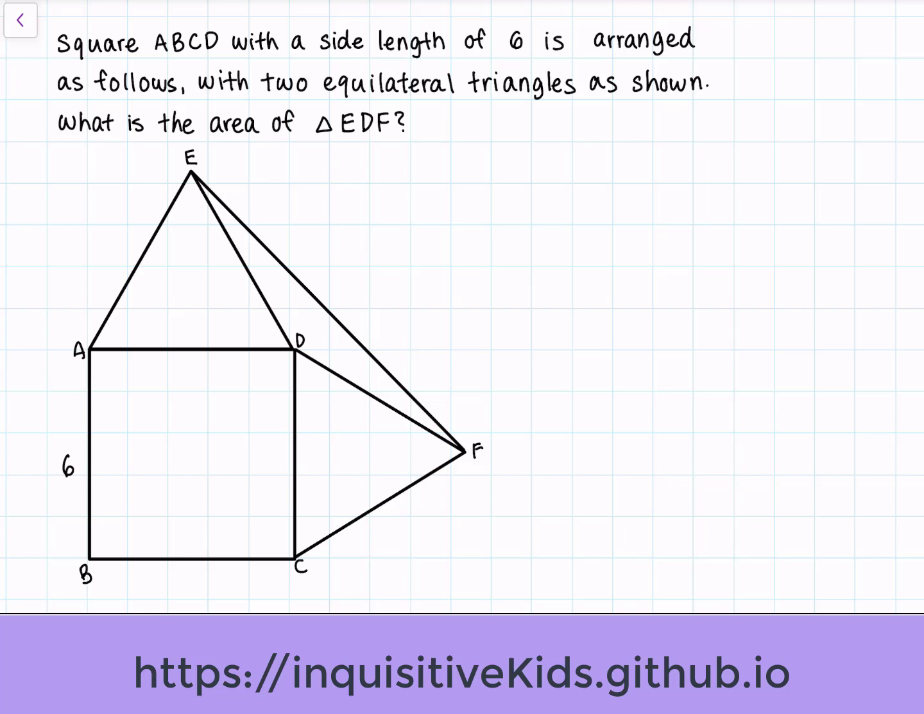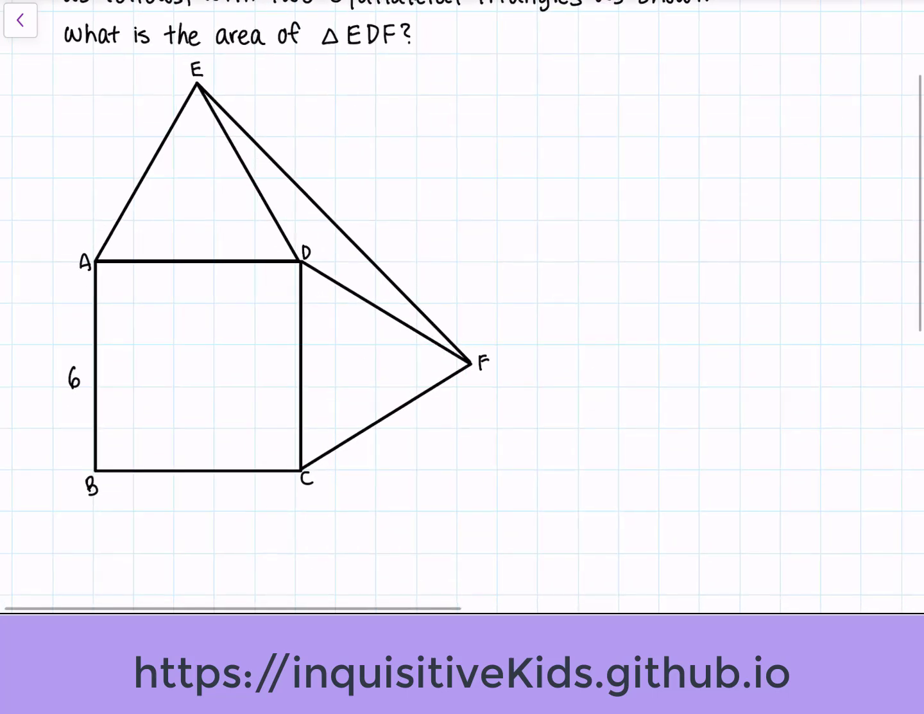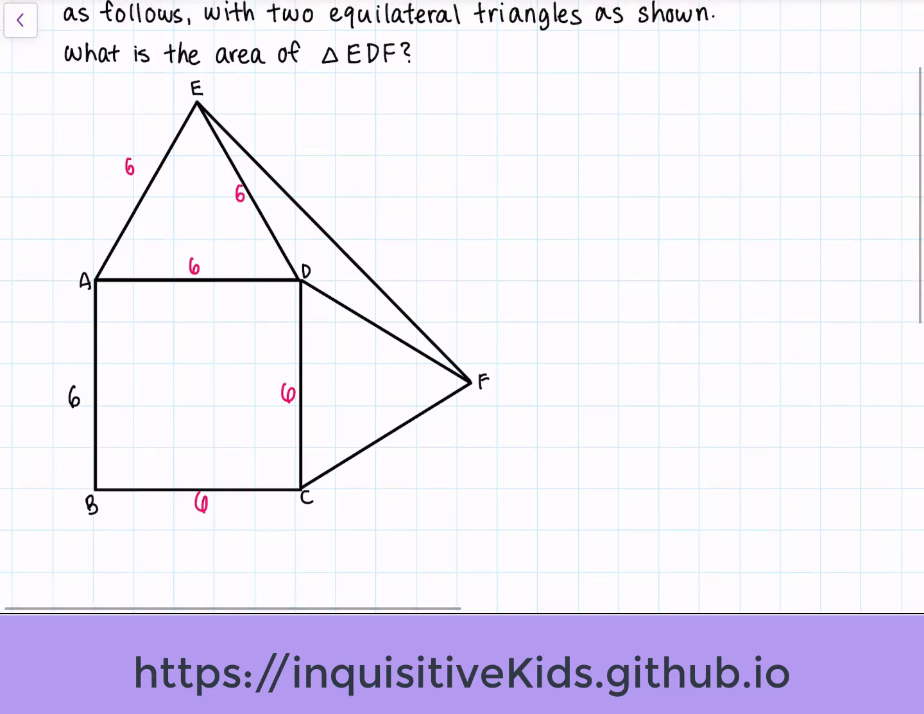So let's first analyze what we have here. We know that this is a square, so obviously here we're going to have 6 as well, 6 and 6, and they're equilateral, so all of these sides are 6. So we know that basically all of these sides here are 6. And we know that we're trying to find the area of this shaded region, this triangle over here.